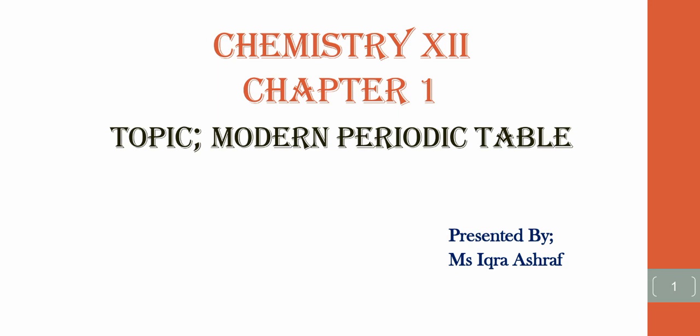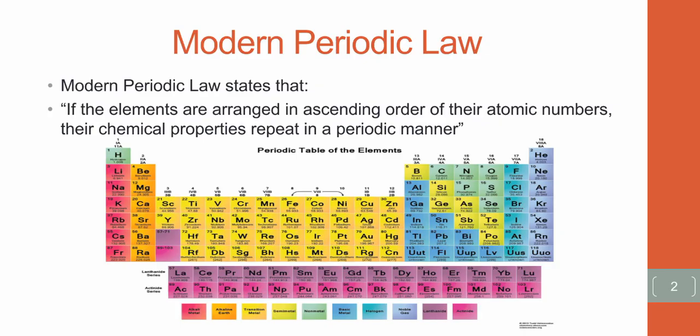Today we are going to learn about the modern periodic table. In our previous lecture we discussed Mendeleev's periodic table, its defects and improvements. Mendeleev का जो periodic table था, that was based on atomic mass. But the modern periodic table is based on atomic number.